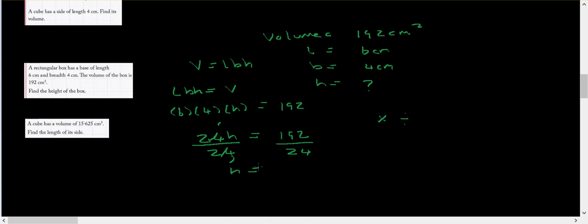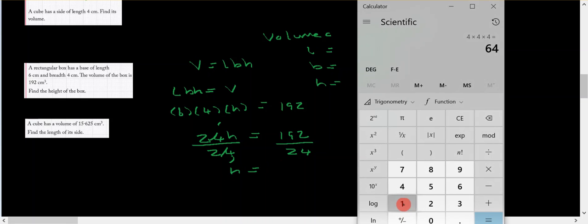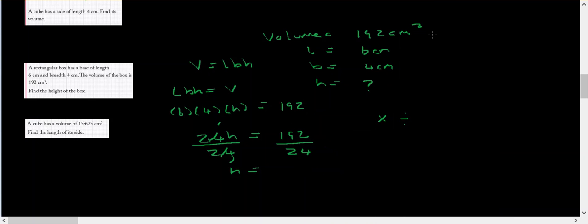h then is going to be equal to 192 divided by 24, which is equal to 8. So the height is equal to 8 centimeters. And just remember to use the correct unit as well, centimeters. So that's that one. And let's go look at the last one then.